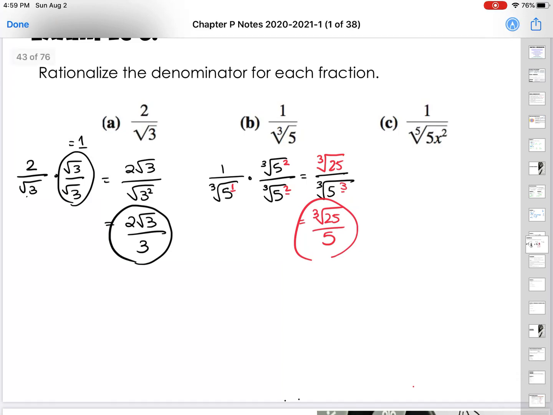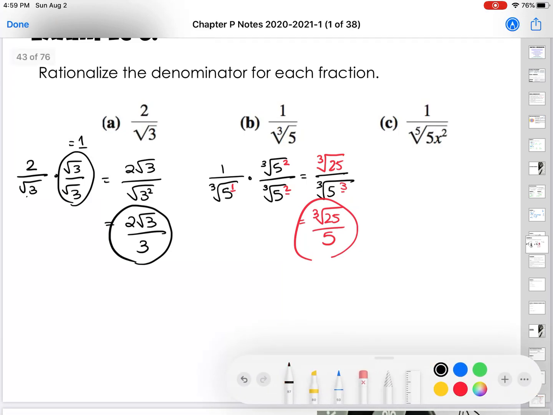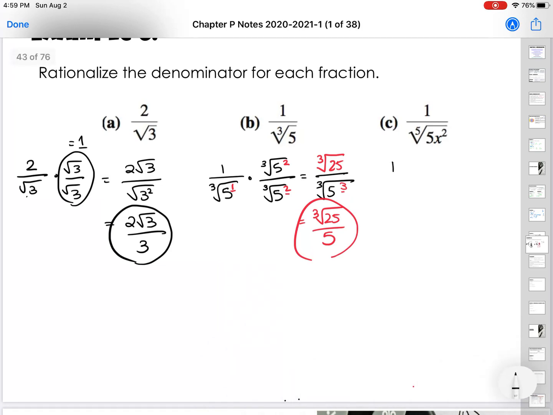Okay. And then in C, we have a little bit messier, but it's the same concept. So, sorry, that's my dog sighing in the background. The 5th root of 5x squared.